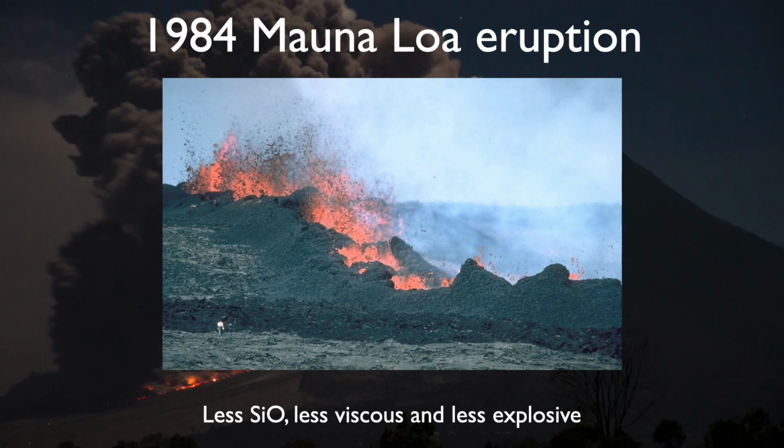And here is a photo showing a 1984 Mauna Loa eruption. So in these eruptions in Mauna Loa, there is less silicon and oxygen, so less silicon. And that means that the lava that's produced is less viscous and therefore less explosive. So here you can see that it looks quite liquidy, but again, there's not that big pyroclastic cloud that's driving the eruption. If you really look closely in this photo, in the bottom left of it, you can see kind of a white dot, and that's a person right there.